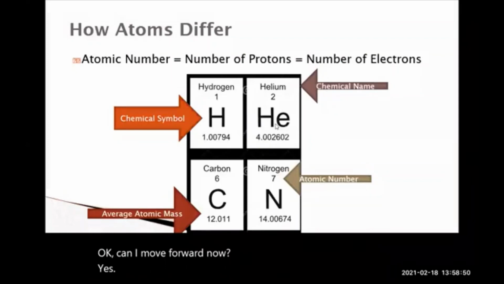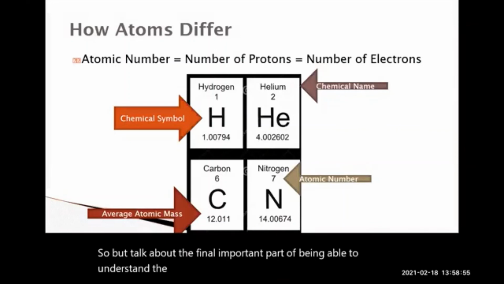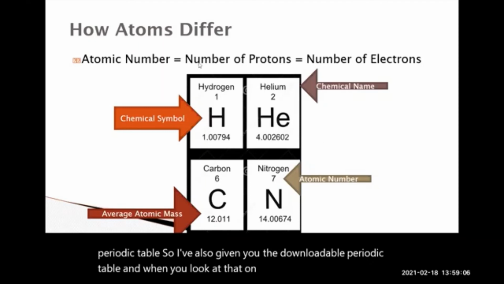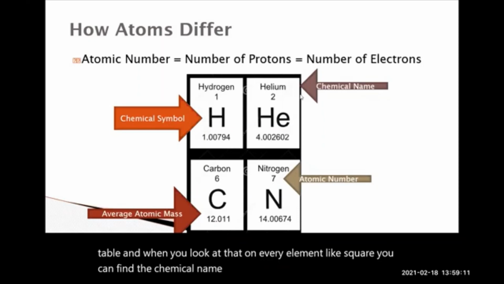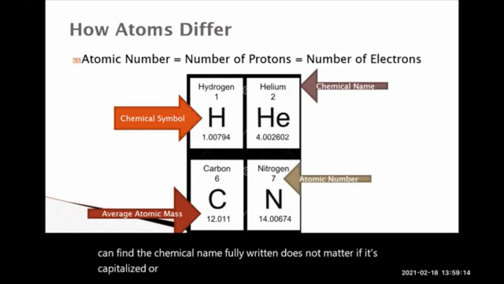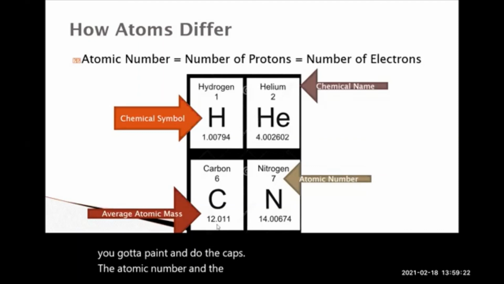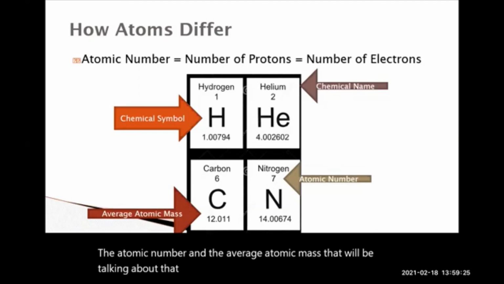So let's talk about the final important part of being able to understand the pieces of the atom, which is being able to read the periodic table. So I've given you the downloadable periodic table. And when you look at that, on every element square, you can find the chemical name, fully written, does not matter if it's capitalized or not. The chemical symbol, which is caps sensitive, so you've got to pay attention to the caps. The atomic number, and the average atomic mass. Now we'll be talking about that later this unit. But that in and of itself is the first introduction to the atom.